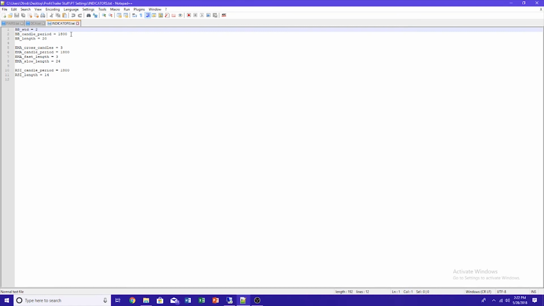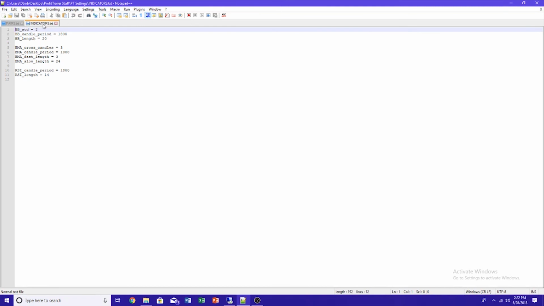Obviously always use the updated version of Profit Trailer, because it's updated for a reason: there were bugs in the earlier versions, but some people don't like doing that. Anyway, this is just plain and simple. If you don't know what this is, go on the wiki and look into these settings, and it will tell you what the candle period means, the length, all that. And BBSTD, that is the standard deviation. If you don't know what that is, you really should be looking up some trade analysis stuff on Google to understand all these things.